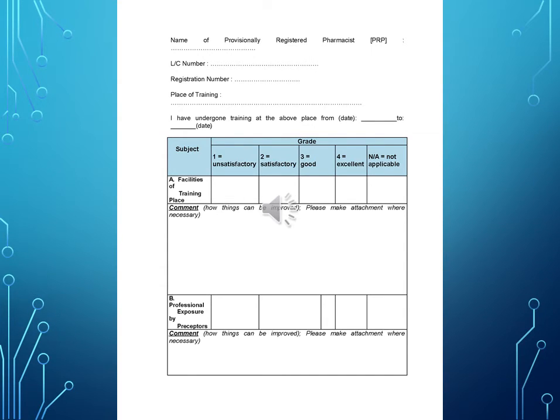A. Facilities of training. Place. Comment. How things can be improved. Please make attachment where necessary. Professional exposure by preceptors. Comment. How things can be improved. Please make attachment where necessary.